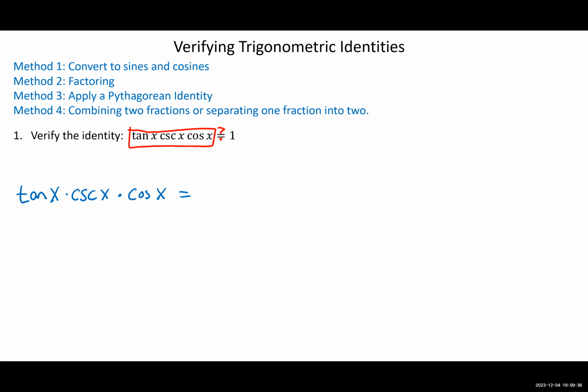All right, well, method 4 doesn't seem to play yet. There's no fractions, so we can't combine or separate fractions. Pythagorean identity, it doesn't seem like that plays. There are no squares, so there's no sine squared, cosine squared, tangent squared, and so on. Factoring, well, it's already in factored form. Everything's multiplied together. So when all else fails, method 1: convert to sines and cosines.